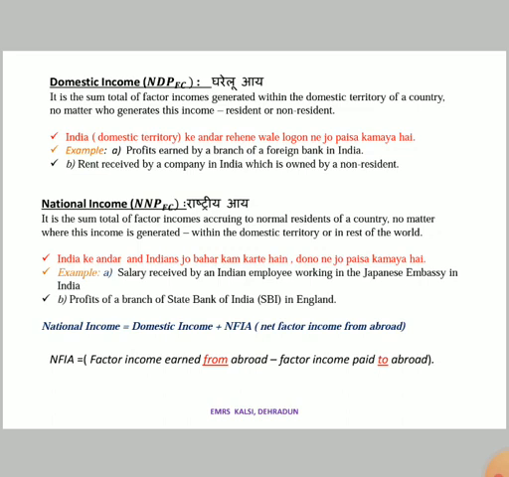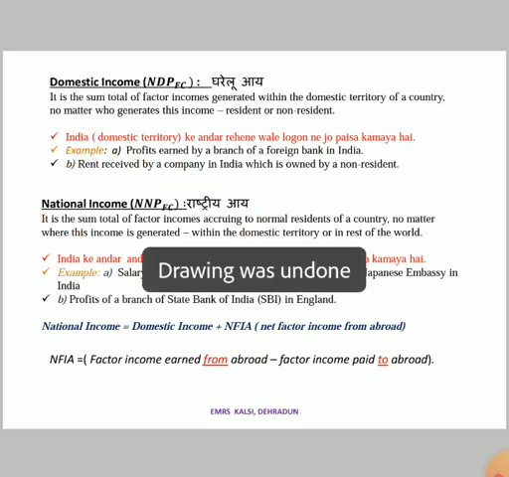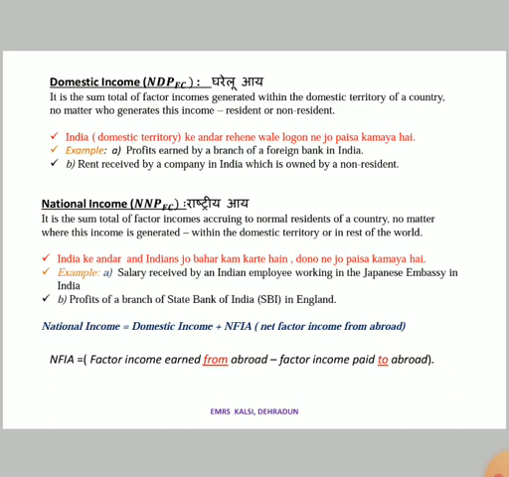Now the second thing is national income, which is called Rashtriya Aay. Here in national income, the person matters. It doesn't matter whether the income is earned within the domestic territory or the rest of the world. It doesn't matter whether the income is earned within the domestic territory or on foreign land, but the income should be earned by the resident or the normal resident.